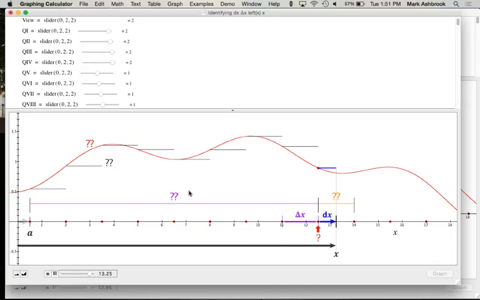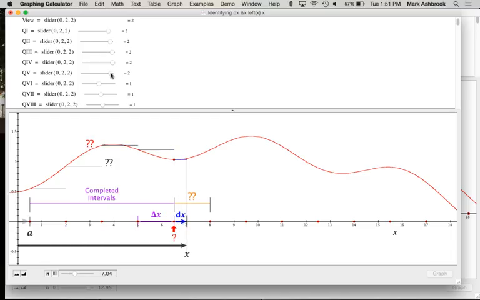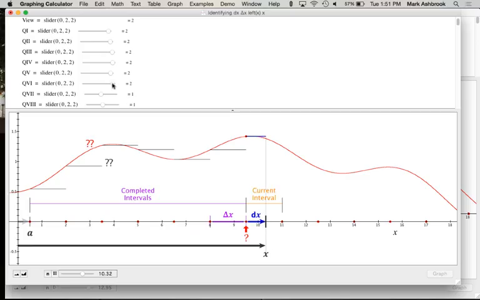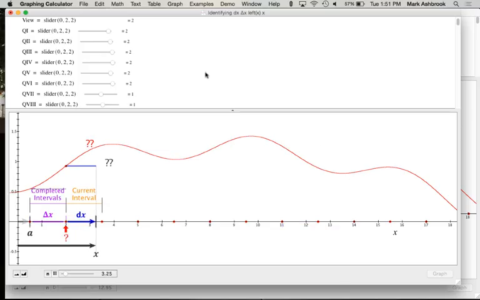So I think the next thing is the double purple question marks. What does that represent? All of that is showing the completed intervals. And the gold double question marks, we call that the current interval, right? It's the interval that has the current value of x. It's the interval associated with the current value of x. All right, and what is the double red question mark?